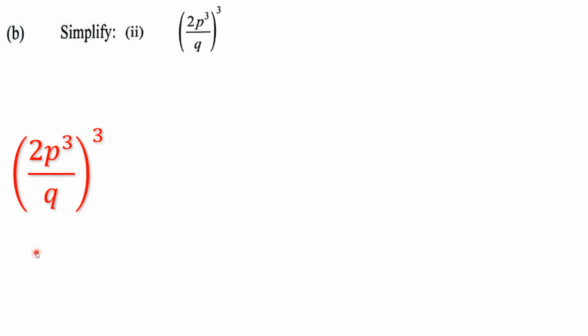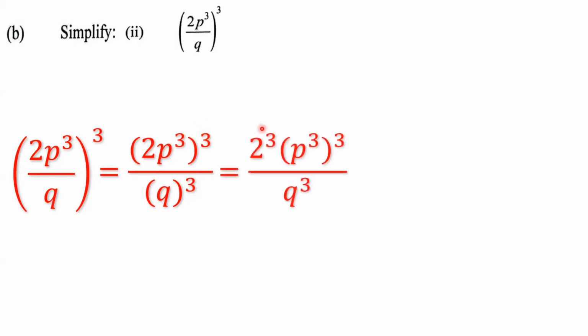And so we have 2p to the third power raised to the third power. So we applied it to the term at the top. And we have q to the third power. So we applied that to the bottom as well. Now we're going to apply it to every term inside of this bracket. So we're going to apply it to the 2, and we're going to apply it to the p to the third power. And so now we have 2 to the third power, and we also have p to the third power raised to the third power as well. Now q to the third power is just q to the third power.